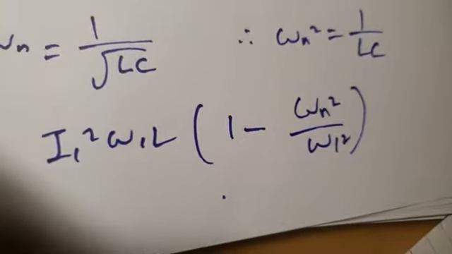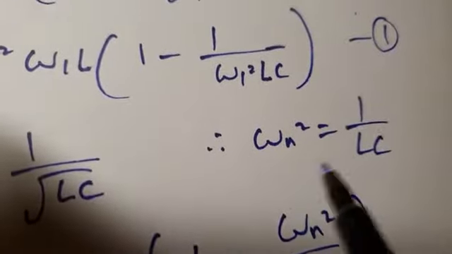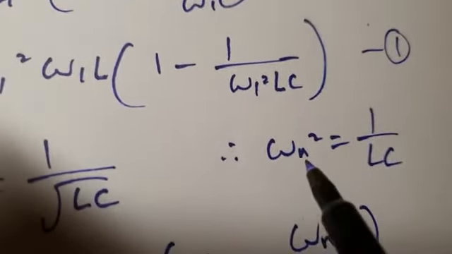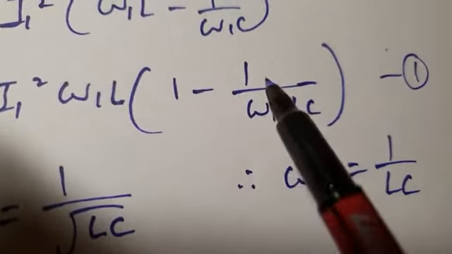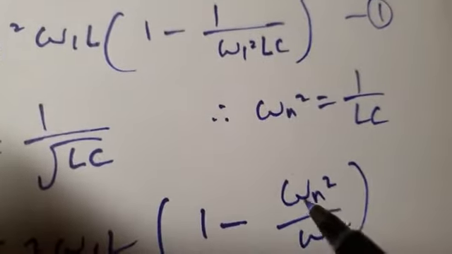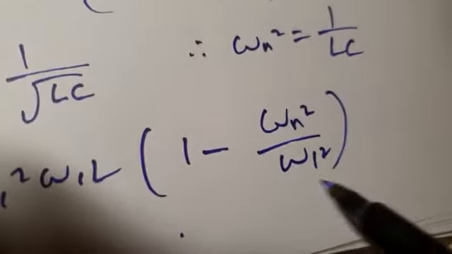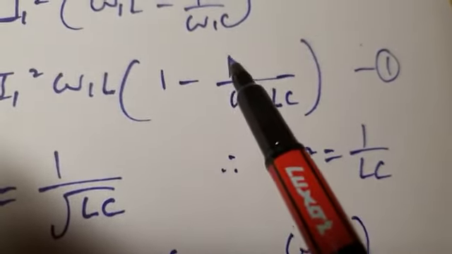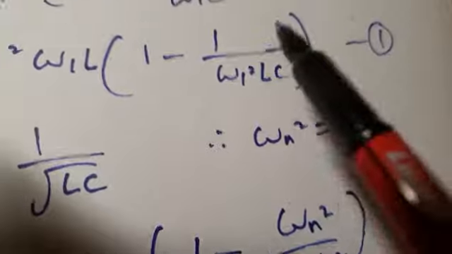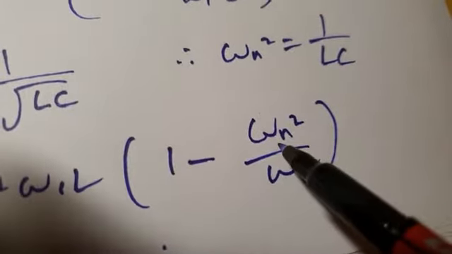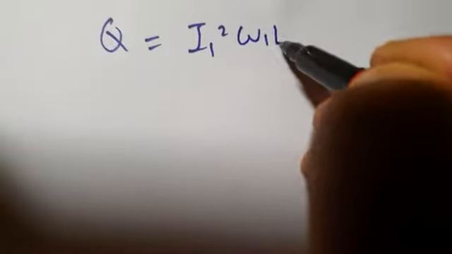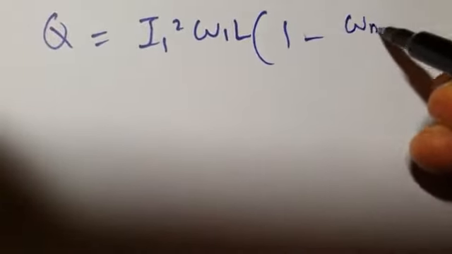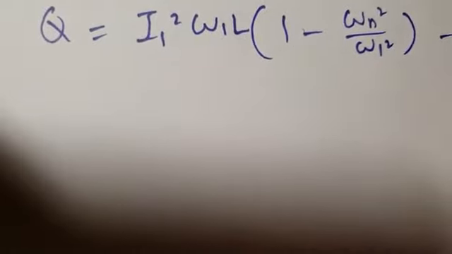Okay, because what is your omega n? Omega n square is 1 by LC. What is 1 by LC? 1 by LC is omega n square. So I am replacing 1 by LC with omega n square, and in the denominator there is already omega 1 square. So I am replacing this 1 by LC by omega n square divided by omega 1 square. So I will again write Q is equal to I1 square omega 1 L times 1 minus omega n square by omega 1 square. This is, say, equation 2.